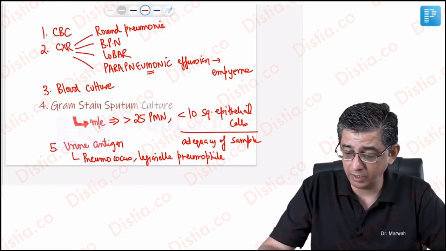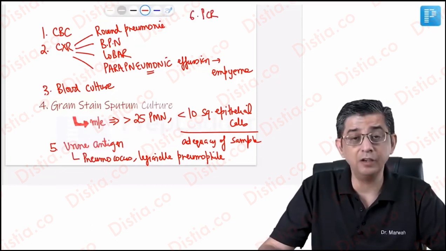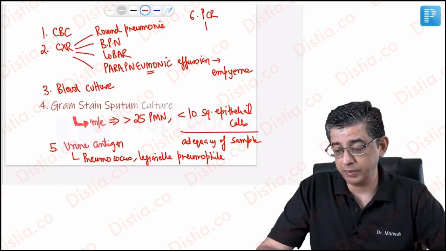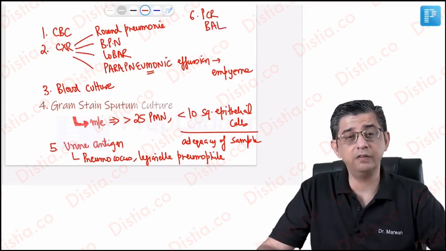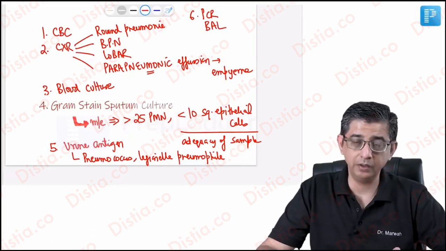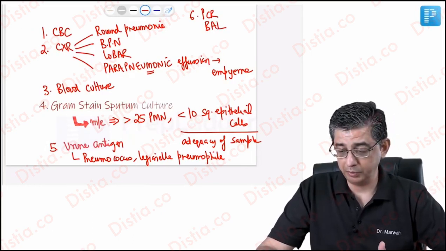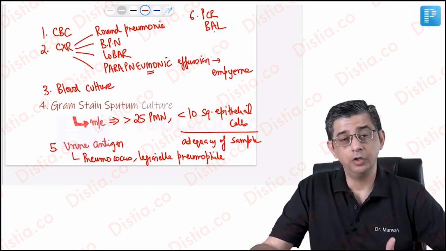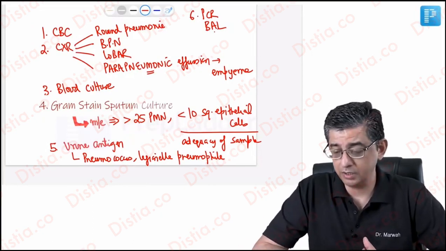Over and above this, we can definitely do a PCR if available. I mean, again, the facilities would be relatively lesser. And if PCR is done on bronchoalveolar lavage as compared to sputum, nothing better than that, right? I mean, the deeper you go in the lungs, the deeper part of lung secretions that you're able to get, you would be having a higher diagnostic yield.